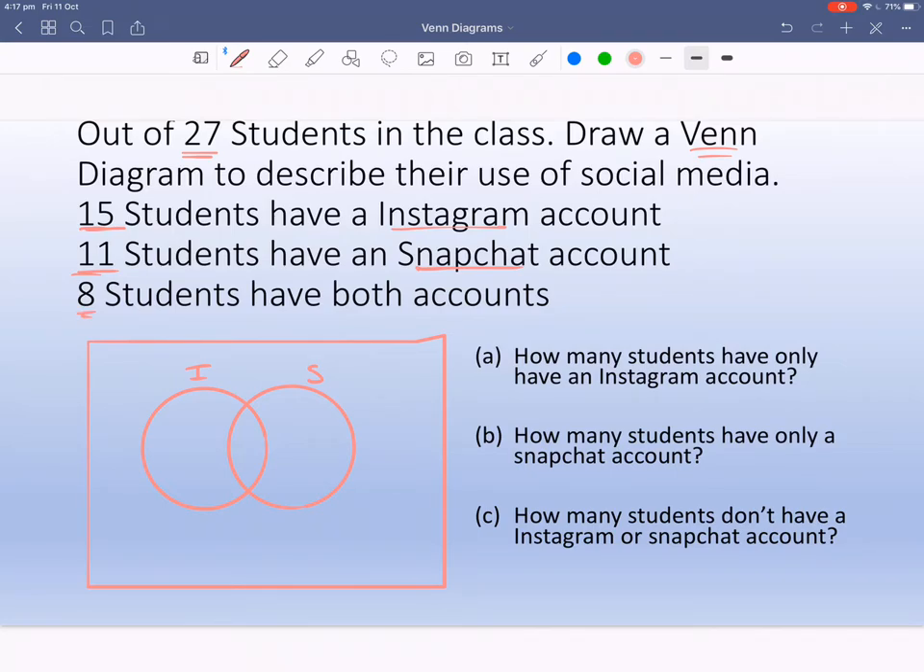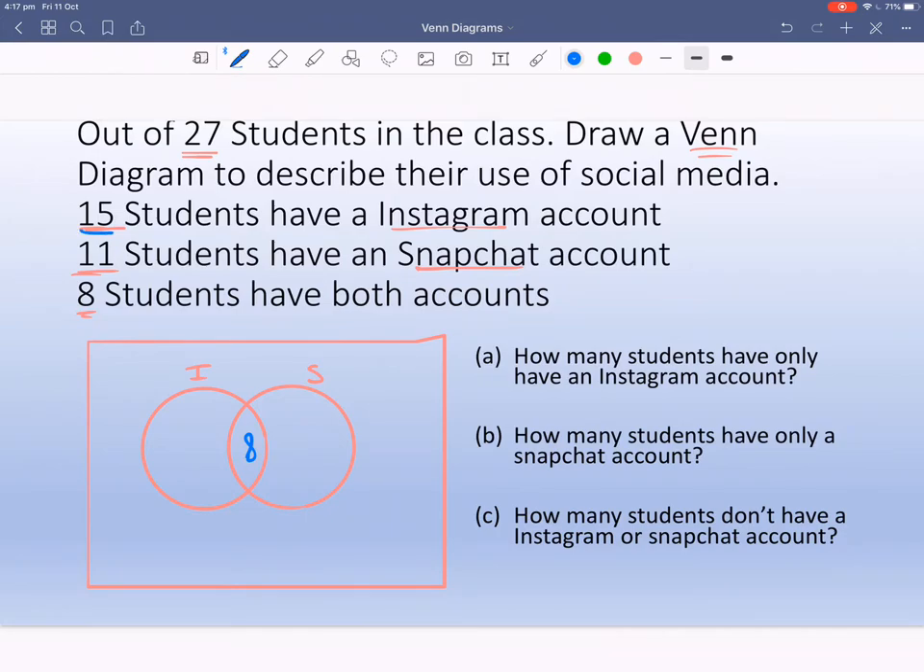Now, what I'm going to do is fill in the bit in between first, this bit in here. That's where the crossover of students that have both Instagram and Snapchat occurs. That will be the easiest way to start. So there are 8 students that have both Instagram and Snapchat. And now I'm going to fill out the rest of the information.